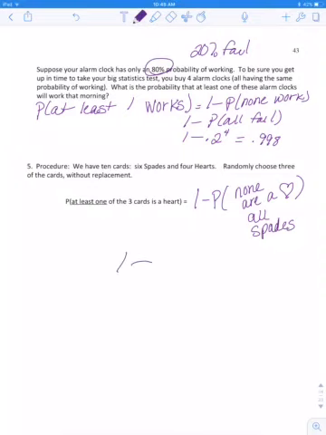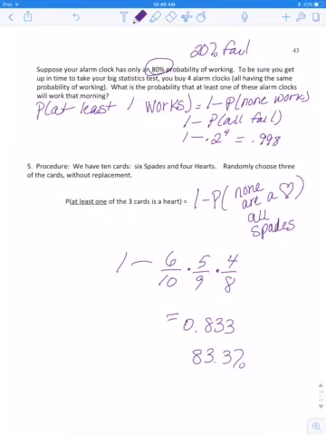So the probability that the first one is a spade, there were 6 spades out of a total of 10 cards. Since we're not replacing it, the probability that the next one is also a spade would be 5 out of 9. And the probability that the last one is a spade would be 4 out of 8. And if you calculate this, you'll get 0.833. So about an 83.3% chance that at least one of them would be a heart.